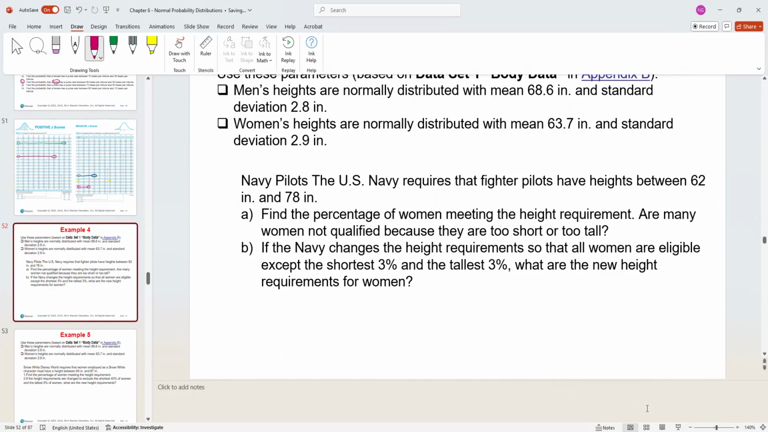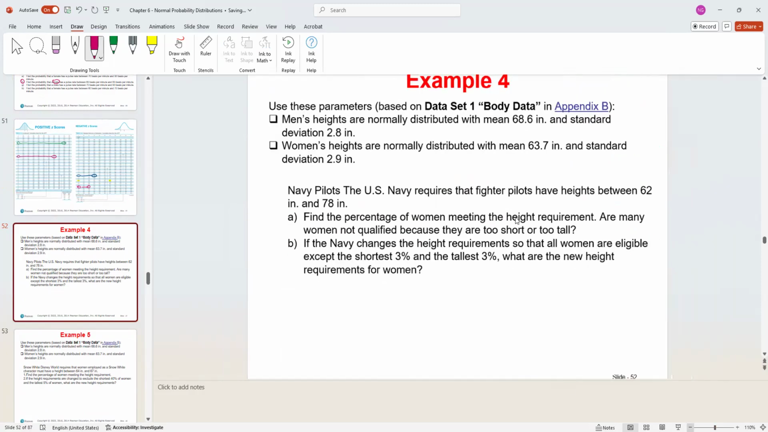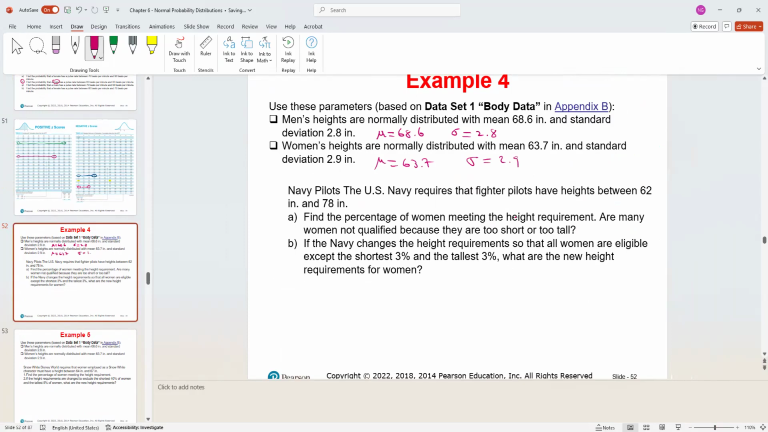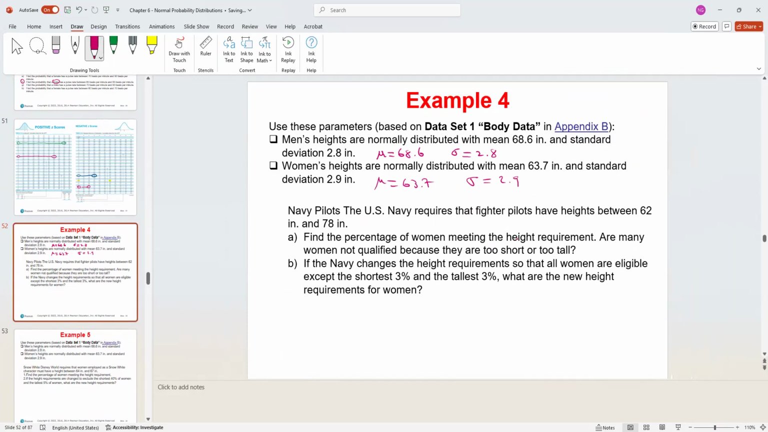The other examples from this section, I can either do it or look at this one. We have the mean and the standard deviation for each of them. Remember, the mean here is 68.6 and the standard deviation is 2.8. For female, the mean is 63.7 and the standard deviation is 2.9. Remember, always write somewhere these two formulas that you would probably need: Z equals X minus the mean over sigma, or if you're looking for X, X equals the mean plus Z sigma. So it all depends on what they ask you to do.